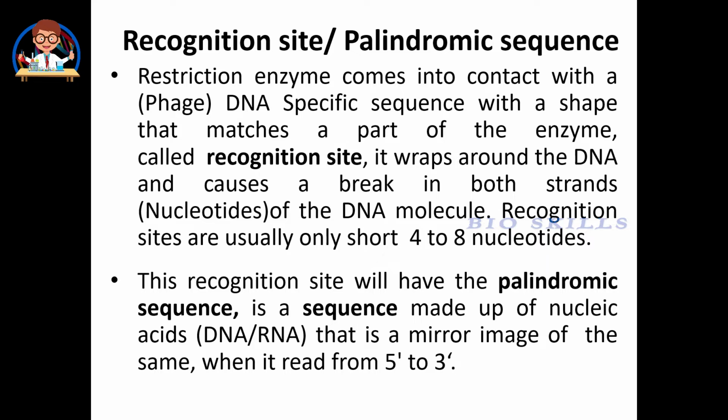This recognition site will have a palindromic sequence. It is a sequence made up of nucleic acids that is a mirror image of the same when it reads in the 5' to 3' direction. Here is one example. GAATTC is arranged in the 5' to 3' direction. CTTAAG is arranged in the 3' to 5' direction. Both strands are mirror images of each other.